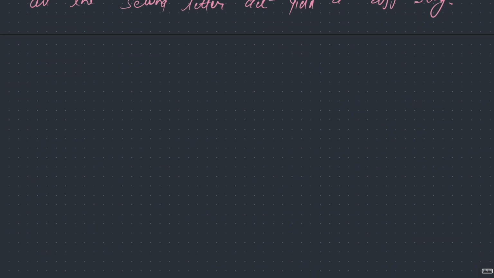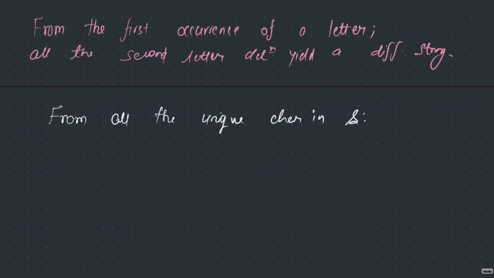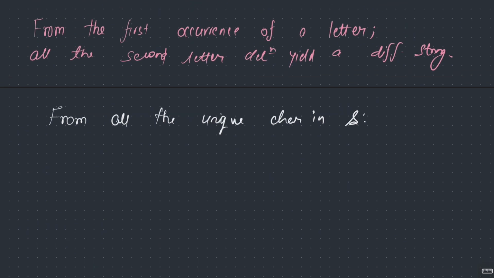All in all, what it proves is that all the unique characters in S, all the second letter deletions going forward yield a different string, right? And you know that can be maximum 26 characters. What if you want to find out how many of those unique second letter deletions there are?